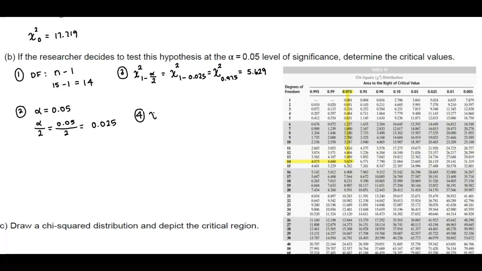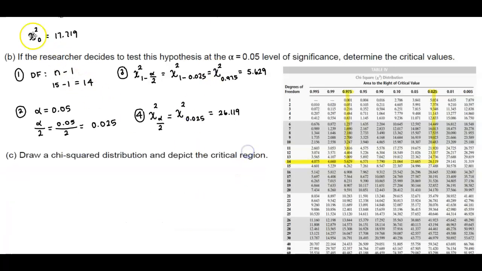Okay, now we need to find the second critical value, and that is on the right. And we know again that's alpha divided by 2. So therefore alpha divided by 2, we got 0.025. Okay, so again we're going to use the area now of 0.025. And we're going to use the same degrees of freedom. So we're going to scroll to the right here. And we can see that we get the critical value there to be 26.119. So those are our 2 critical values.